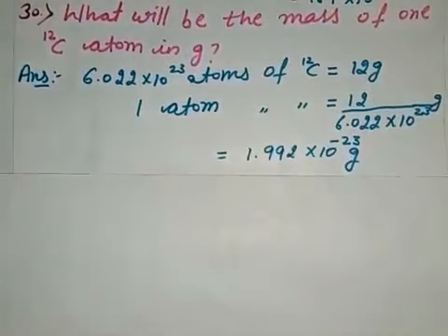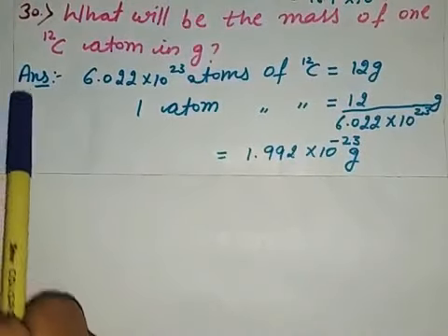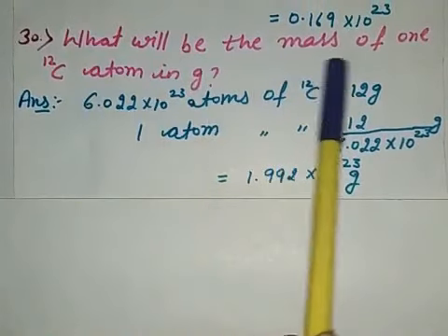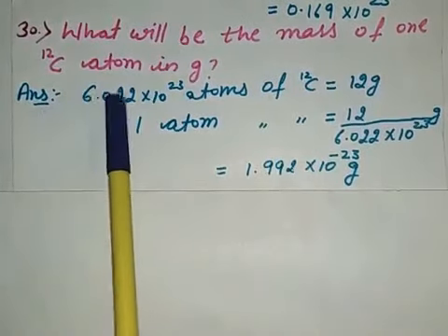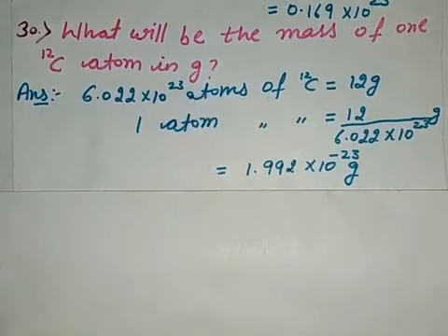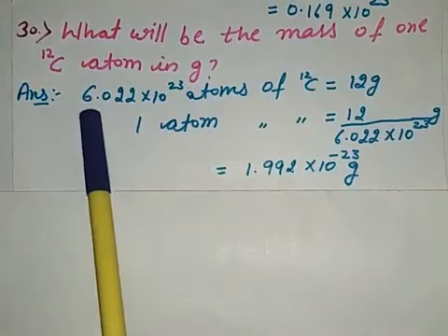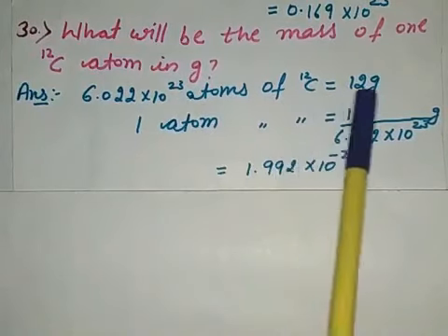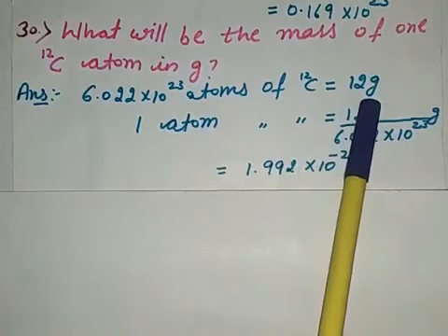Now we will move to the next question, that is question number 30. In question number 30, what will be the mass of one carbon-12 atom in grams? As you can see, 6.022 × 10^23 atoms of carbon-12 is equal to its atomic mass, that is 12 gram.